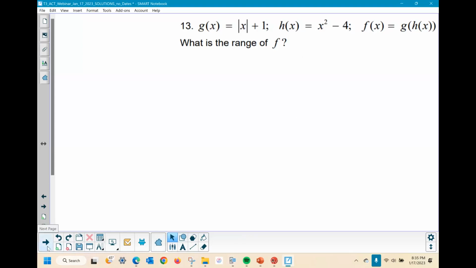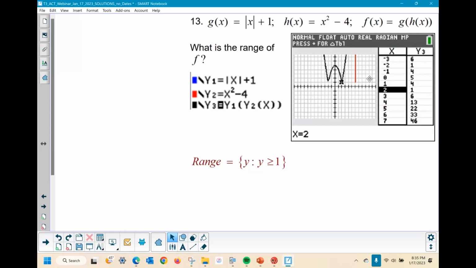And so instead of taking the time to do it, let me show you how I did it. In Y1, I typed in G. In Y2, I typed in H. And in Y3, I typed in Y1 of Y2 of X. I turned these two off so they didn't cloud me. I just wanted to see the one I wanted to talk about. If you're not sure how to turn those off, you press enter on the equal sign where the black box is and it disappears. And I like seeing the graph and table so I can see that one looks like the smallest y value. So y is 1 or anything bigger than 1.